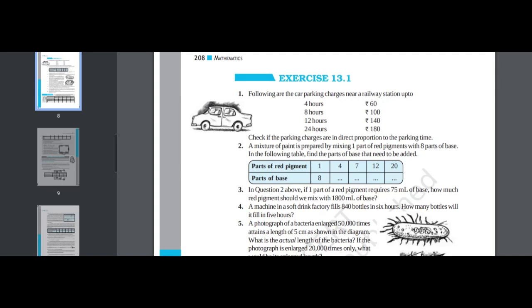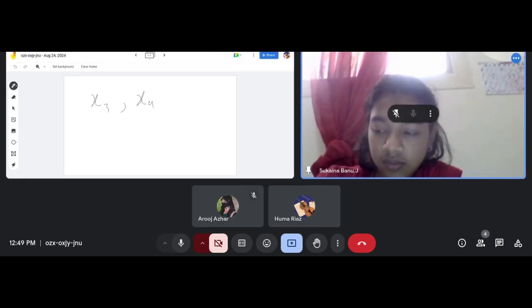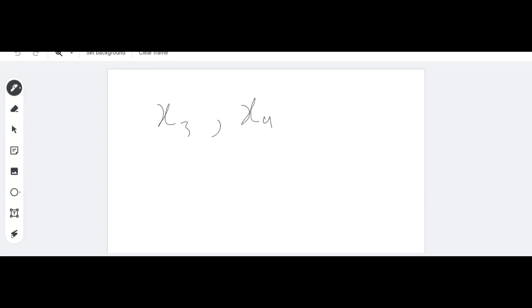Question number 2. What is the answer of x3 and x4? x3 is 96. x4 is 160. Yes, very good. You got the correct answers. Now we will move to the next part, question number 3.